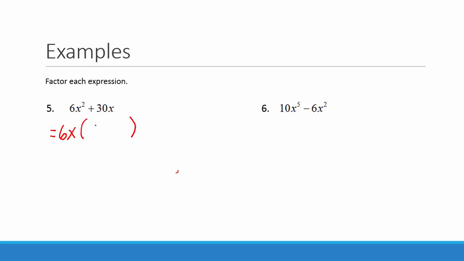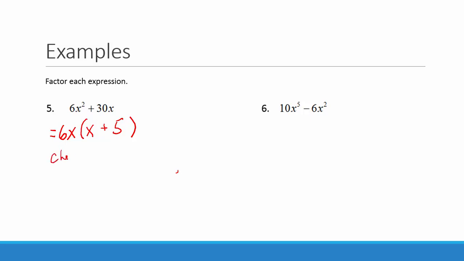Then we'll ask ourselves, what should we write here so that when we multiply by 6x, we get 6x squared? Well, that would be x in order to get the square on the x when we multiply. Then ask ourselves, what times 6x is going to give us 30x? Well, that would be multiplying by 5. So we get 6x times the quantity x plus 5.